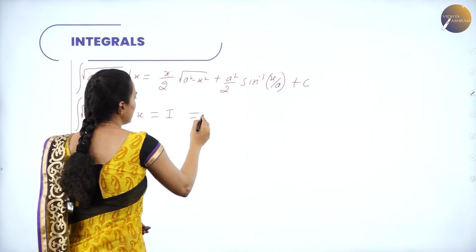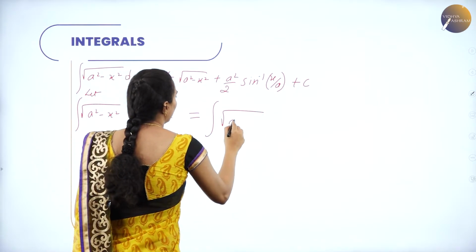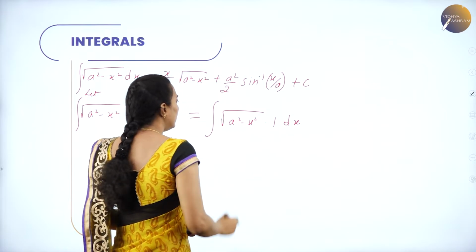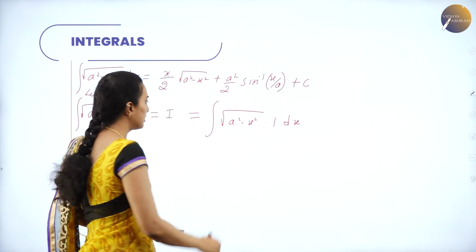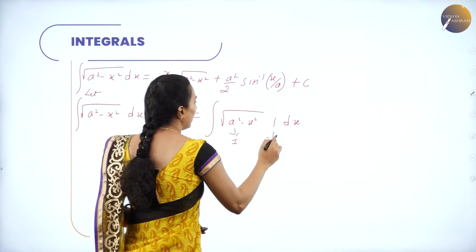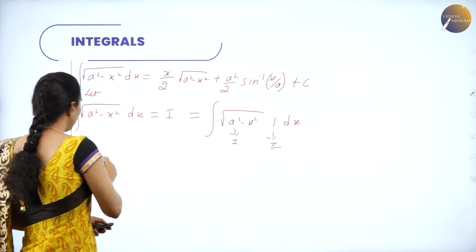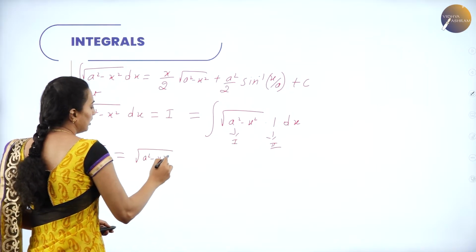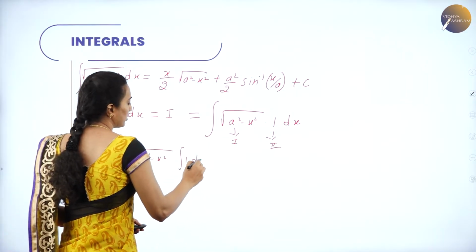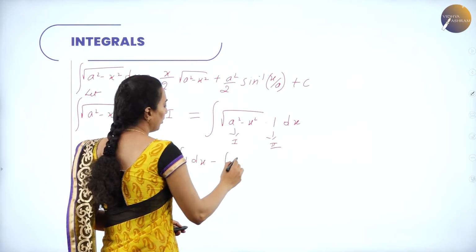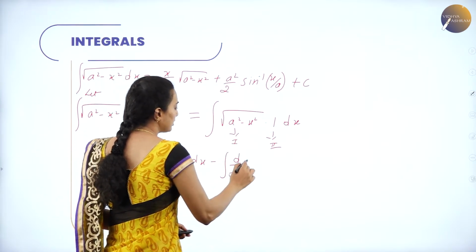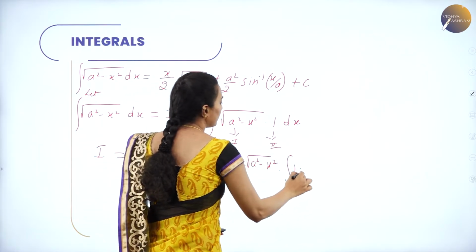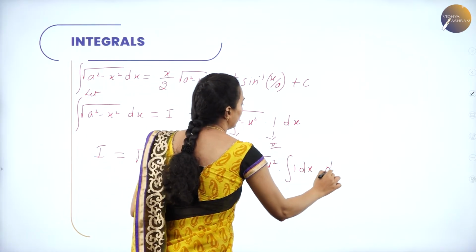So let this implies that under the root of a square minus x squared into 1 into dx. Okay, let me take this as a first function and this is a second function. This is the first one and this is the second one. So therefore you are having I is equal to first function into integral of second function again minus integral of d by dx of first function into integral of second function into dx.